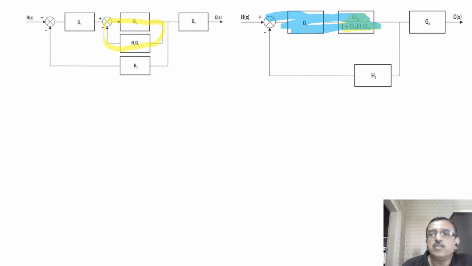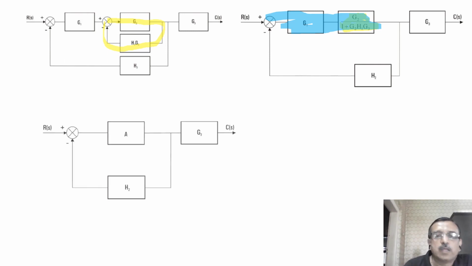So I can simplify these two blocks. So what will be that? It will be G1 G2 divided by 1 plus G2 H1 G3. So I have written it as A to make the figure look neat. So what is A? A is G1 G2 divided by 1 plus G2 H1 G3. So this is A.